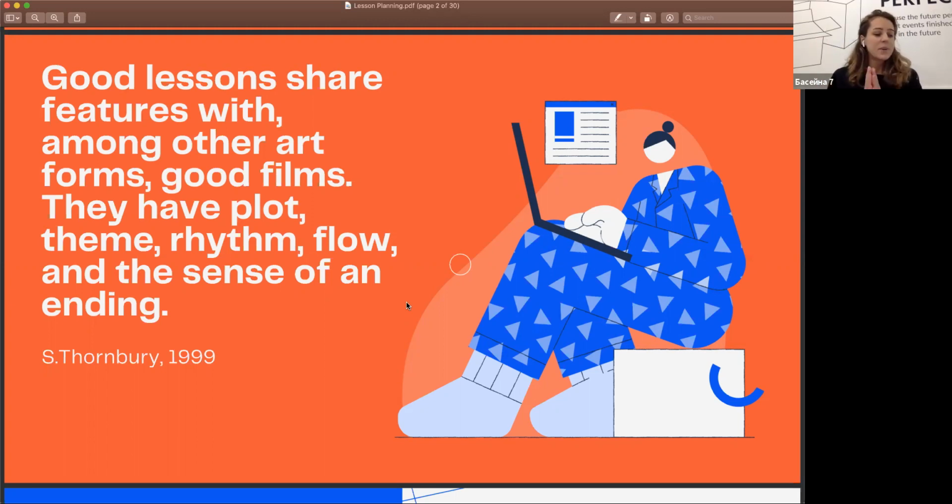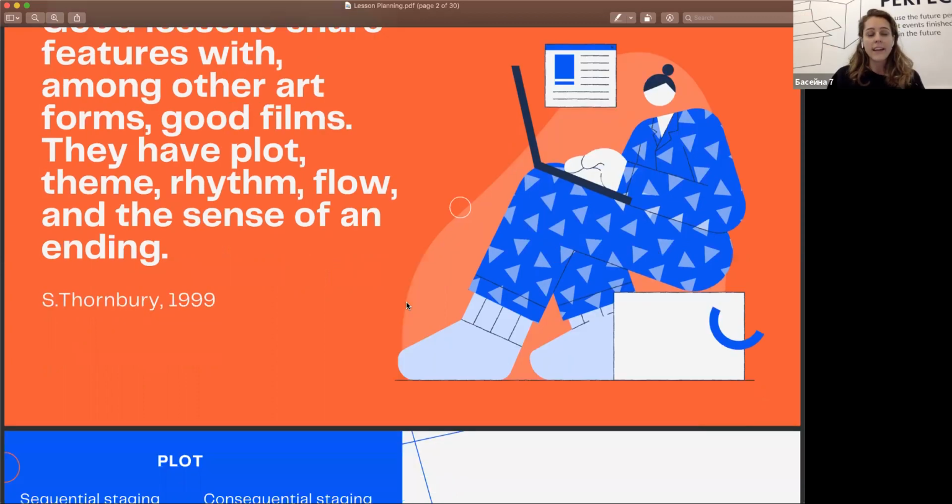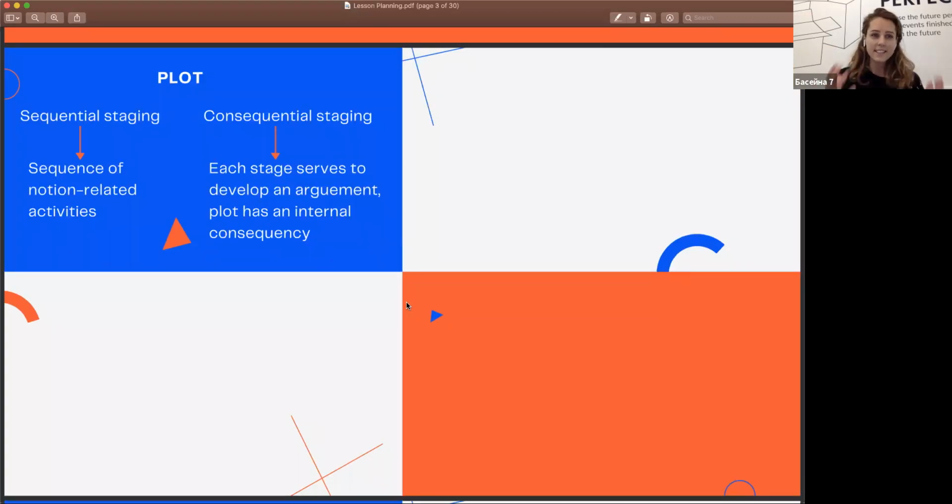I do have my notes, so sometimes I will be looking down so that I don't forget what I wanted to tell you. When we talk about the plot, it's very important to understand the difference between a story and a plot. A story is a sequence of events, but a plot is a consequence, a consequential staging of events. That's why, in class and lesson design, what we are aiming for is consequential staging.